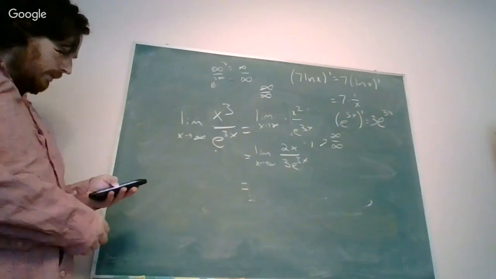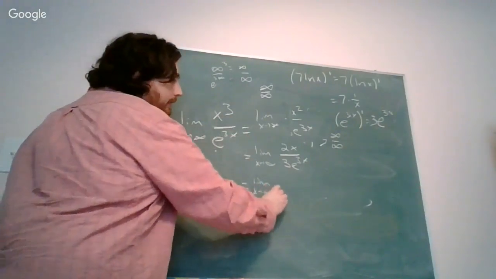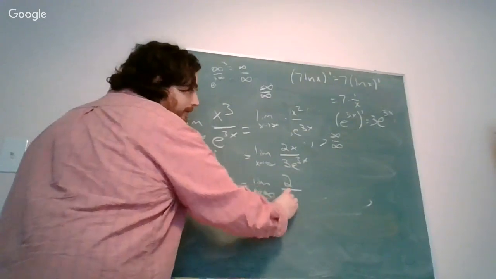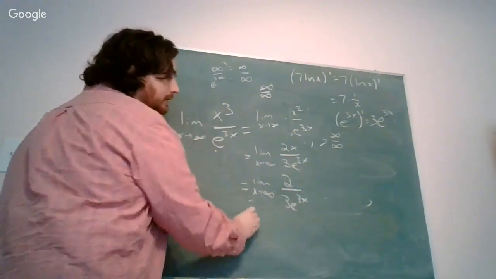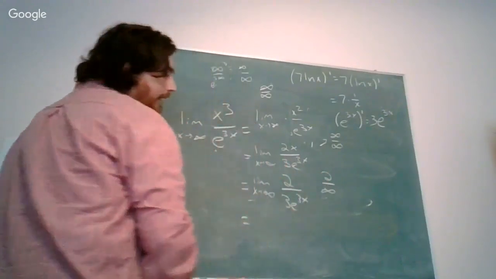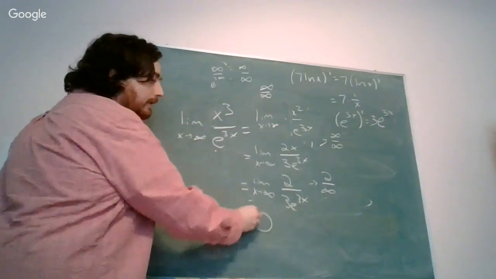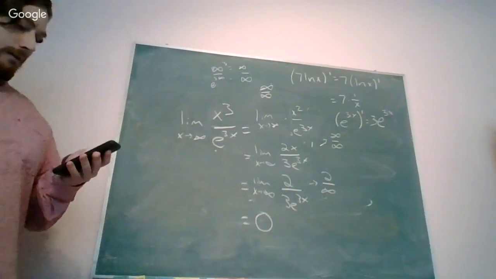And so then what I end up with, using L'Hopital's rule again, is the derivative of the top is 2 over 3e to the 3x. And now I get 2 over infinity. And so 2 over a really big number is a really small number. So I get out 0.